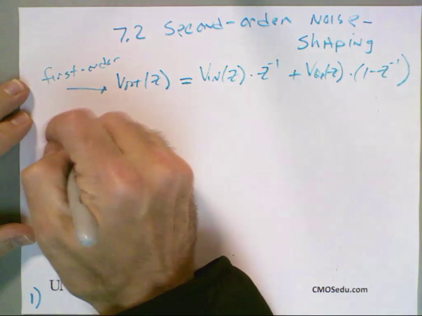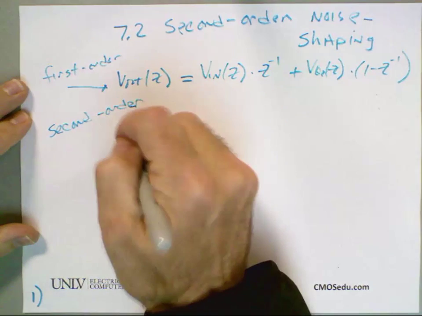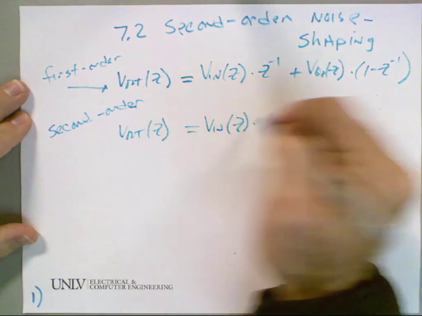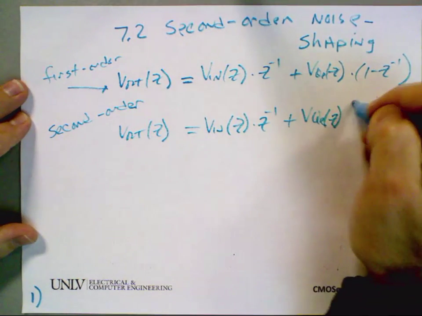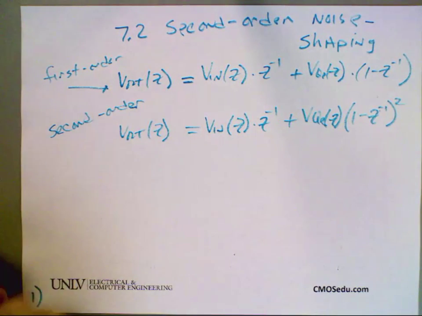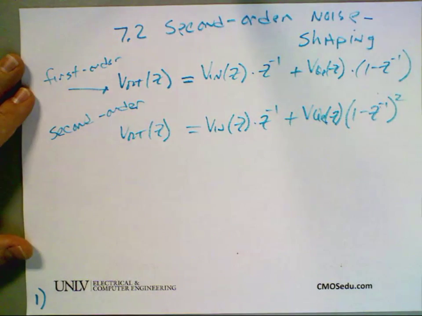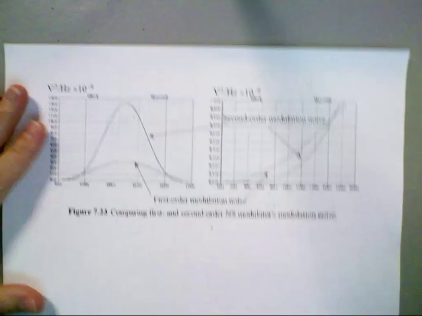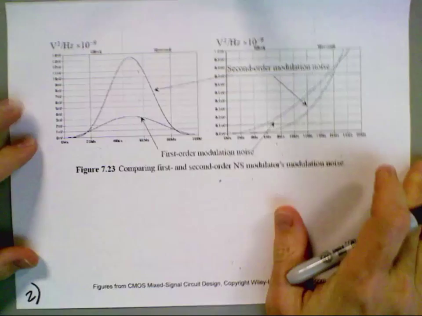So for second order, what we're going to do is the following. V out of Z is equal to Vn of Z times Z to the minus 1 plus VQE of Z times 1 minus Z to the minus 1 squared. Everybody sees why it's second order differentiation? What happens when you do second order noise shaping is you get a response which looks something like this.